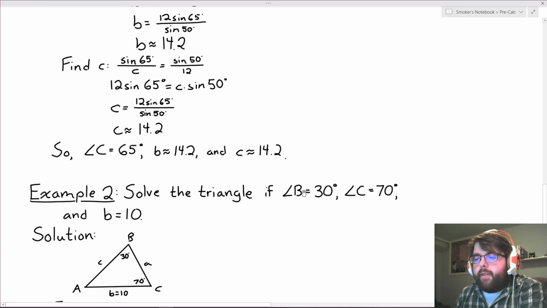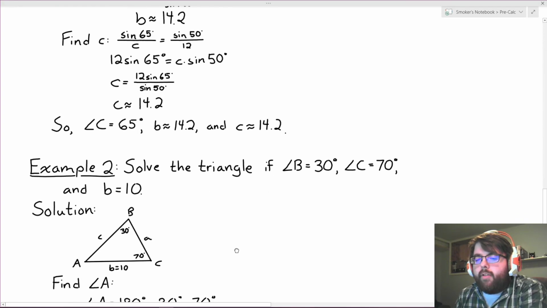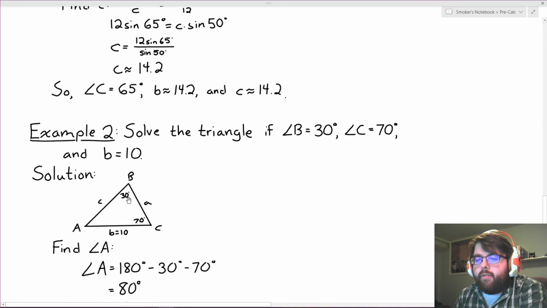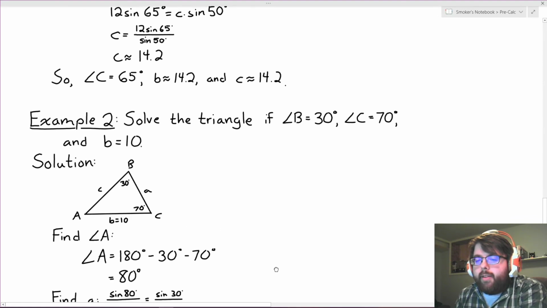So we know angle B and side B. Okay, so that's the part of the law of sines we're going to use. We're going to use sine of 30 over 10. That's going to be the one we use. But we're going to start off by finding angle A, because I like to find the angles first. That's going to be 80. So 30, 70, 80. That makes sense.